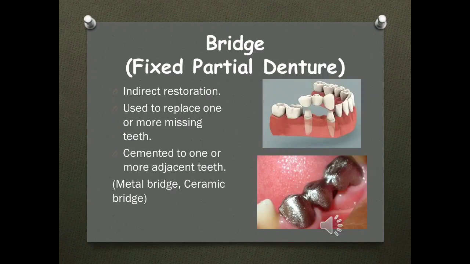A dental bridge is also an indirect restoration which is used to replace one or more missing teeth. Basically, a bridge is cemented to one or more adjacent teeth which are prepared with the help of a dental drill. The tooth that a bridge replaces is known as pontic, and the adjacent teeth which help in the cementation of a dental bridge are called abutment teeth. These abutment teeth are prepared with the help of a dental drill, and then we take the impression and send it to the lab, and according to the need of the patient, either we get a metal bridge or a ceramic bridge.